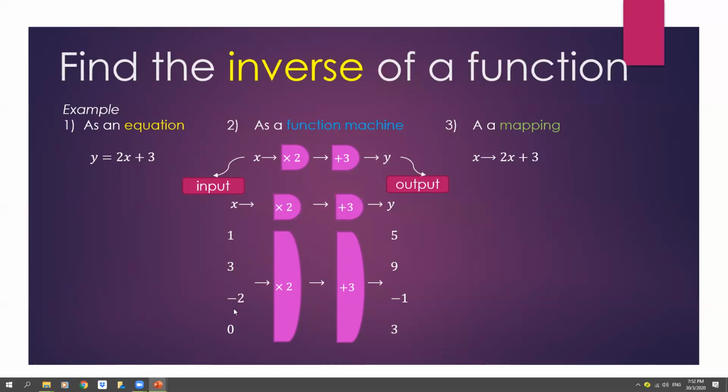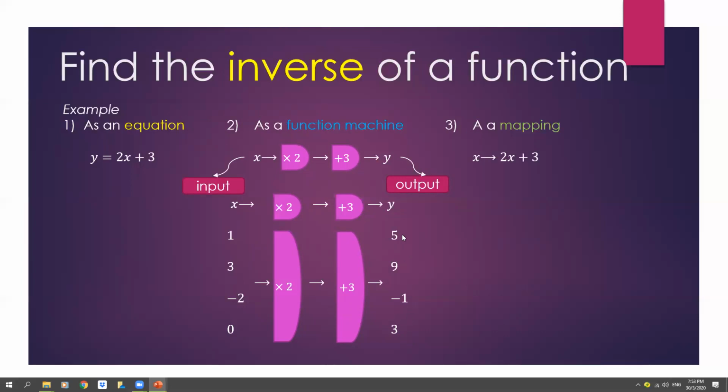The output becomes 9. So every time you input something, you multiply by 2, then plus 3, and you get the output. Negative 2 times 2, you get negative 4. Negative 4 plus 3, you get negative 1. If x is 0, 0 times 2 is 0, then you plus 3, so the output becomes 3. This illustrates what is going on: when x is a different number, you get a different output for y.